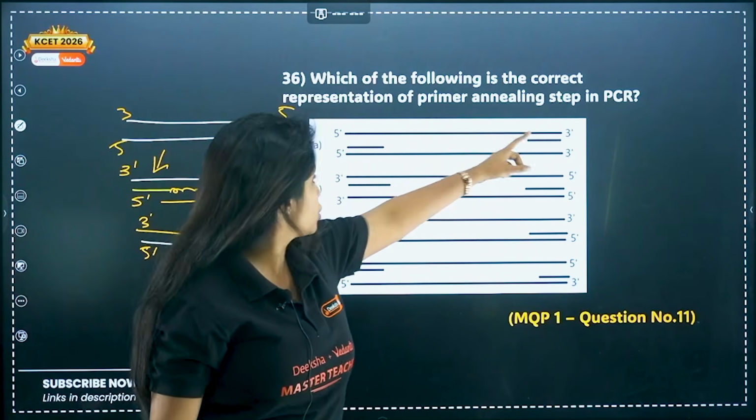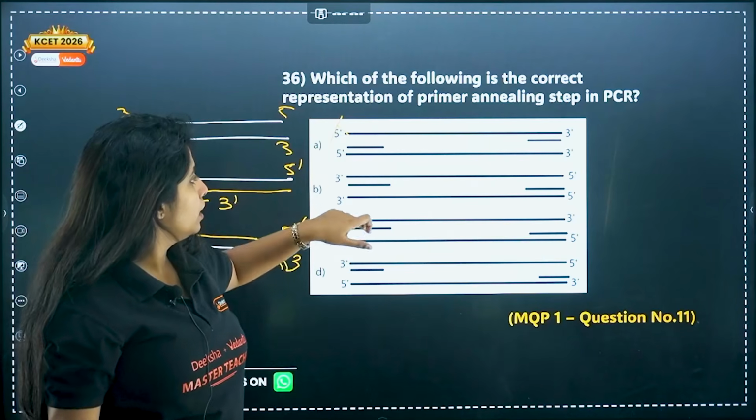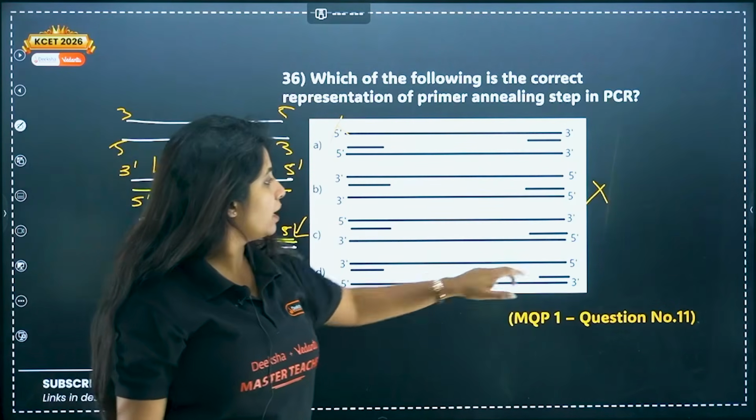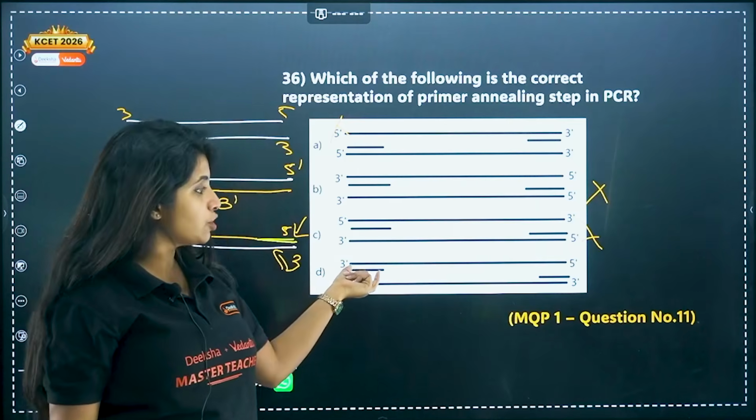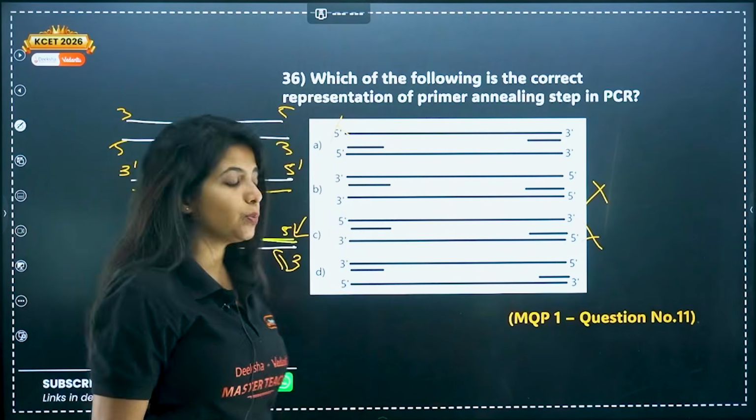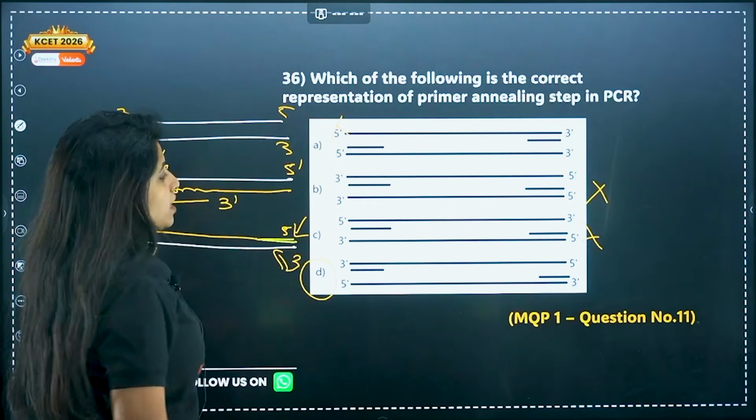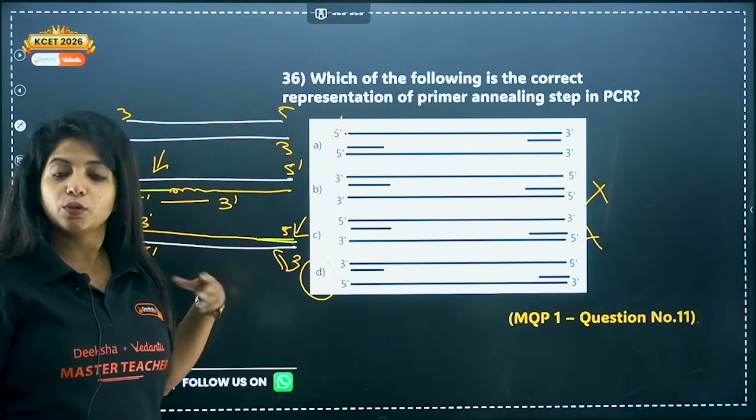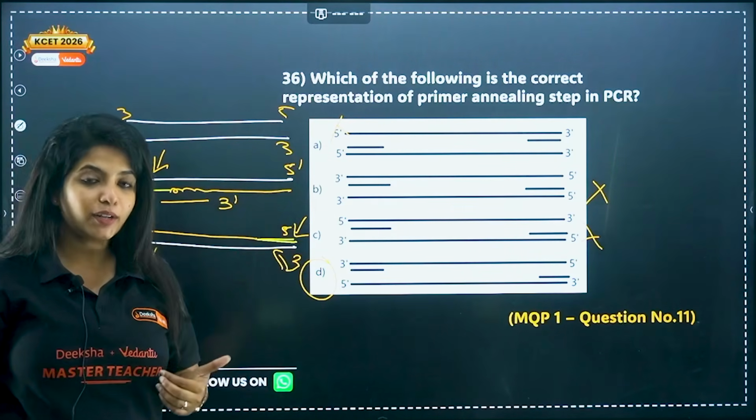Here it is a 3', here it is a 5', so this is wrong. Here it is a 3', but here again it is a 5', wrong. Here again 5', wrong. Here at the 3' position, here also a 3' position, which is why your answer becomes this. And this process of putting down or combining the primer out there, you call this annealing.